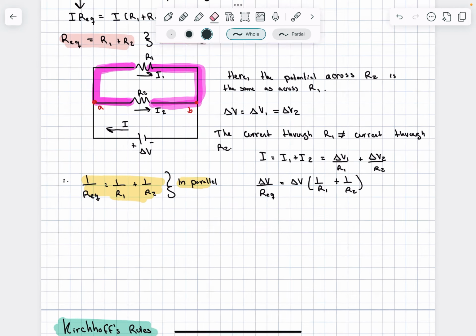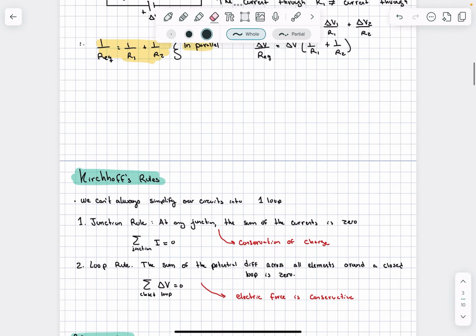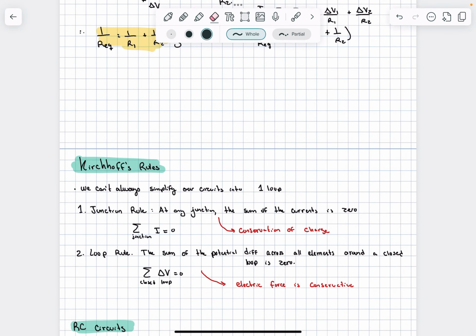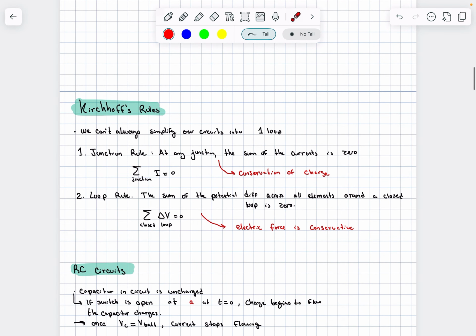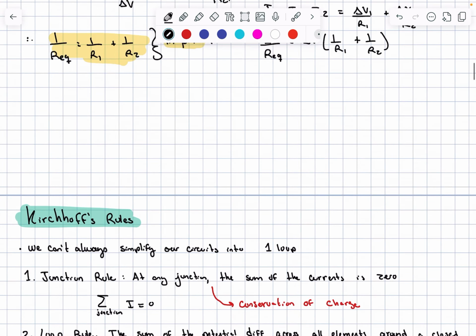Now, sometimes it's going to be really hard to reduce your circuits down to a single resistor. So what you're going to use are called Kirchhoff's rules. The first one is called the junction rule, and it says that at any junction, the sum of the currents is 0. So what that means is, let's say you have this junction here, right there. You have a certain amount of current coming in, and that has to be equal to the amount of current going out.